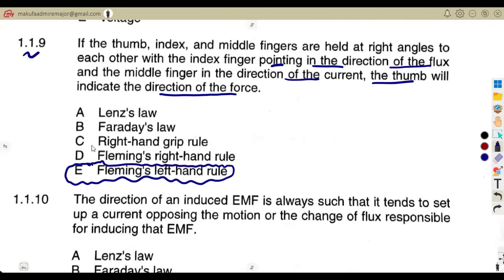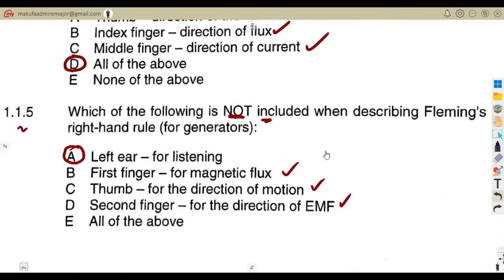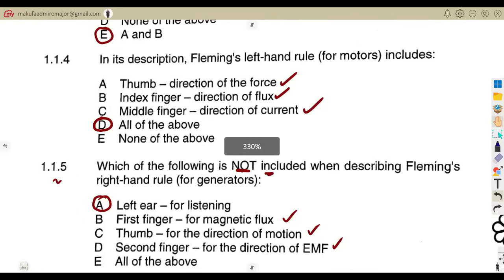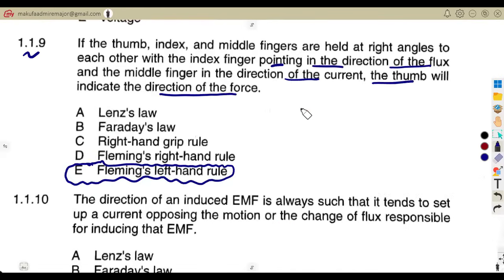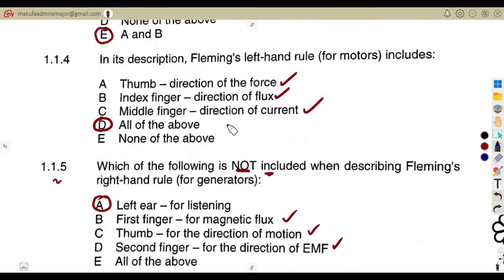Guys, if you've forgotten, remember the rule you had before. Your Fleming's left hand rule. You're talking about the thumb, direction of force; index finger, direction of flux; middle finger, direction of what? Of current. The index points in the direction of the flux, the middle finger in the direction of the current, and the thumb in the direction of the force. This is what we had exactly here, from Fleming's left hand rule.